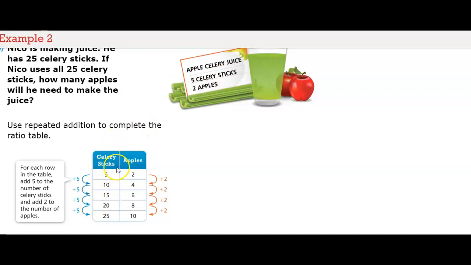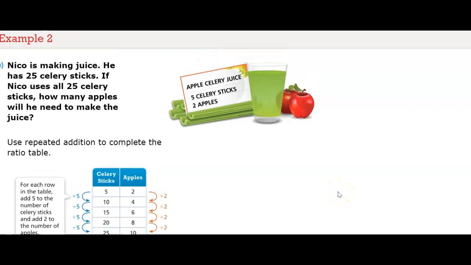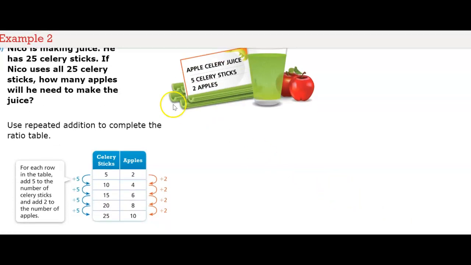So here's the celery sticks and here are the apples. And then each time they're using repeated addition. So plus 5, plus 5, plus 5, plus 5, all on the side for the celery sticks. And then for the apples, they're adding 2 repeatedly all the way down the table. So all they wanted us to do is to decide how many apples he would need to make the juice if he used all 25. And so once completing the table, 10 apples is how many he would need.